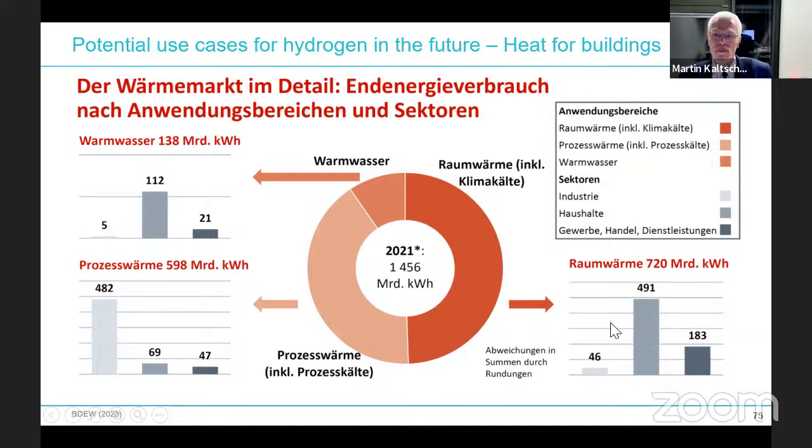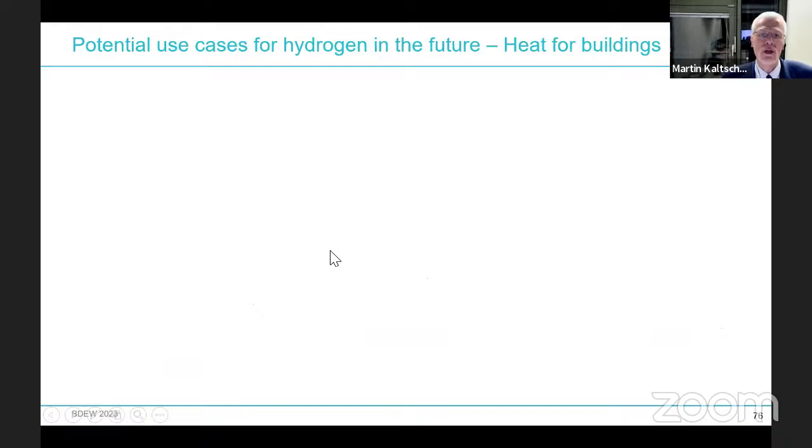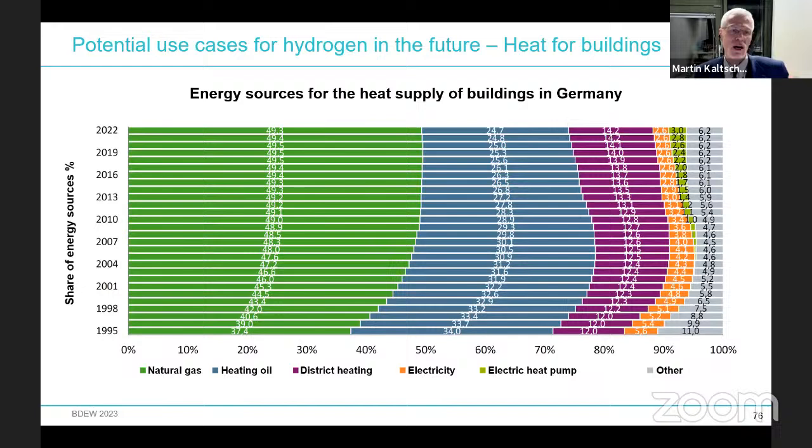And this is what you can see here: a clear share of the energy needed for heating purposes is for room heating, and the other is for process heating. This is partly hot water, and the provision of thermal energy for industry and commerce. If you look only at the heat for buildings, then you can see that from 1995 till 2022 in Germany, and this is also true for some of the other European countries, maybe not with the same percentage but in tendency, about 50% of our heat is coming from natural gas.